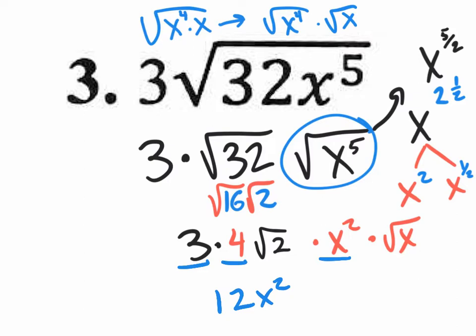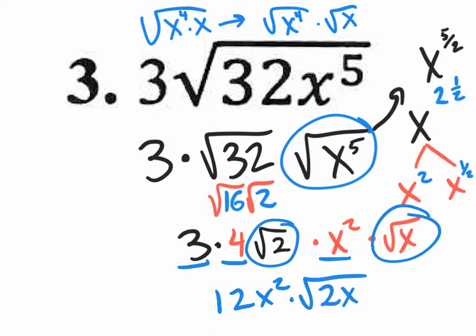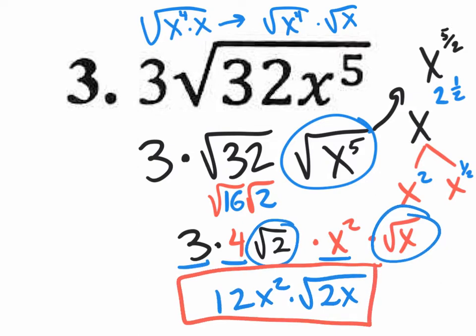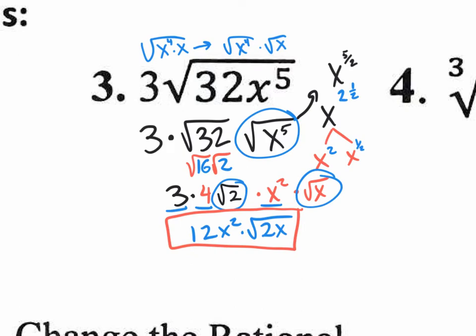And the square root of 2 times the square root of x, you could just put those together as 2x inside that root. So there's your answer, 12x squared times the square root of 2x. Let's move on to number 5.